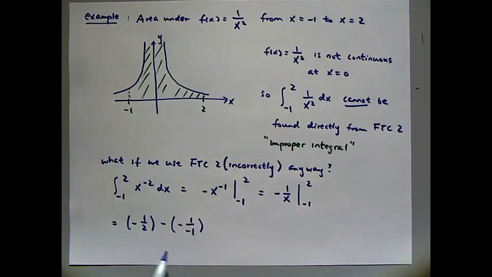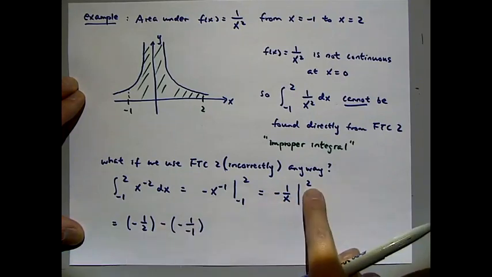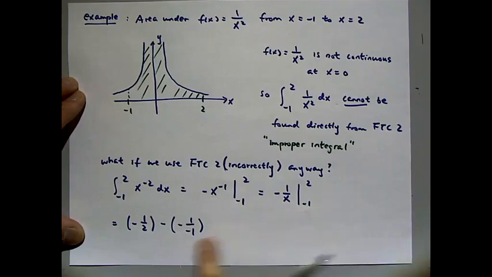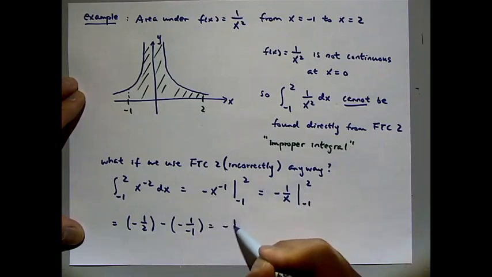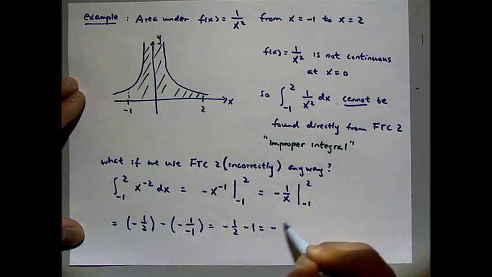This is a very common thing with FTC2. If you have negative signs in the limits and the function itself, you have to be very, very careful with the second part. You've got minus signs all over the place. If you're not careful, this can easily be screwed up. So watch out for those signs. It's the function evaluated at 2 minus the same function evaluated at -1. So we get -1/2 minus, this is a plus, so minus another 1. That's -3/2.